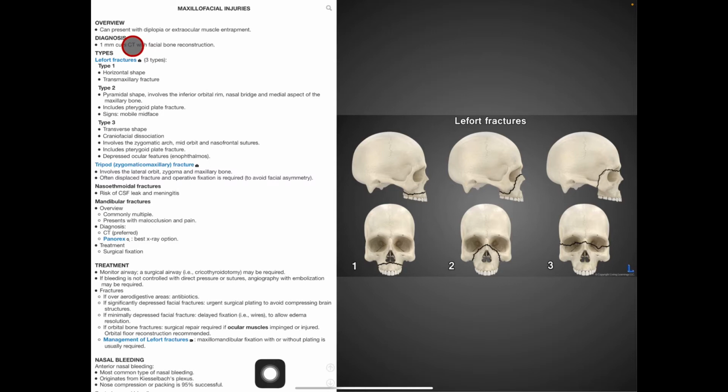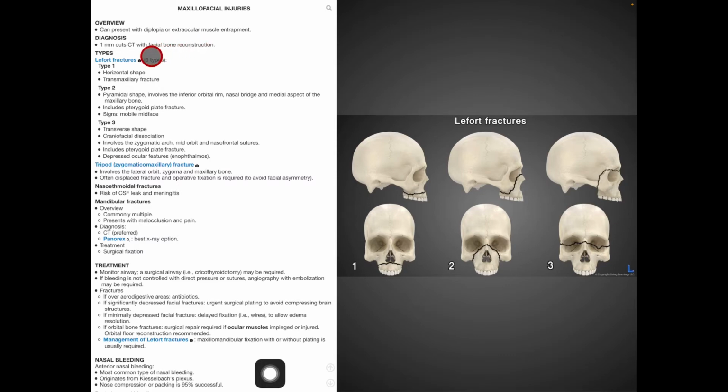CT scan is the diagnostic test of choice for these. That's for several reasons. One, CT offers good bone resolution. You can also see some of that soft tissue swelling from the trauma. And also because you're going to need facial bone reconstruction for the surgery.